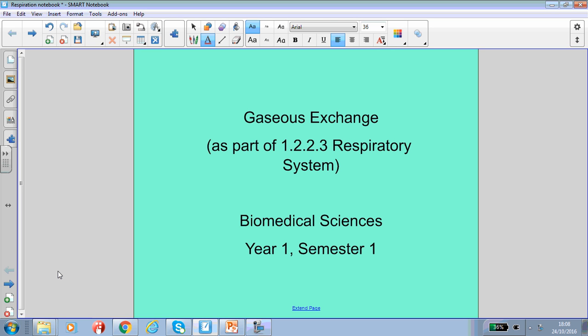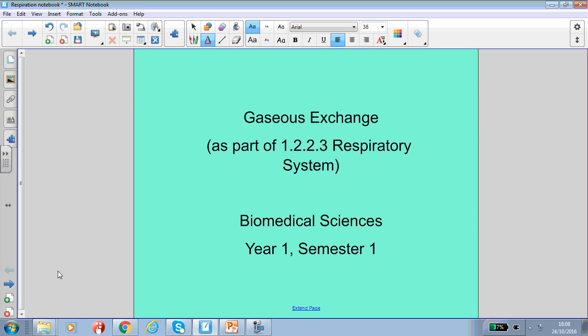We're talking today about respiration. Previously, we've discussed respiration in terms of aerobic and anaerobic, and in terms of what goes on in the mitochondria of the cells when those cells use the raw materials to produce energy.